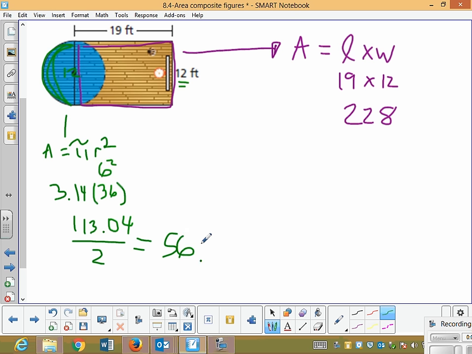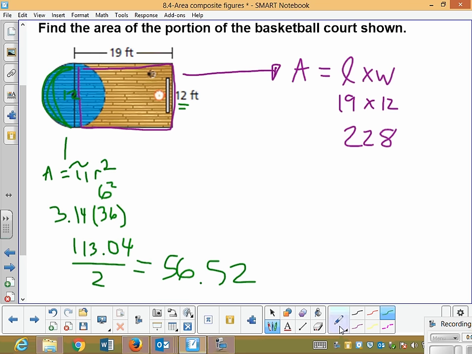Okay, so I'm going to divide that by 2, and I get 56.52. Now, to find the area of the composite figure, all I'm going to do is take what I have for my rectangle and what I have here for my half circle, and I'm going to add it. So I'm going to go ahead and add it on the side.